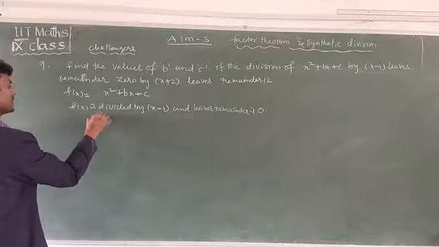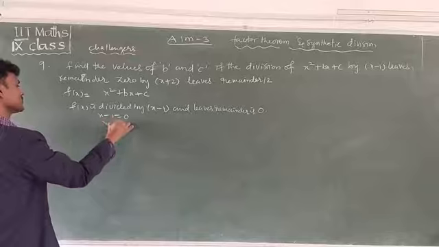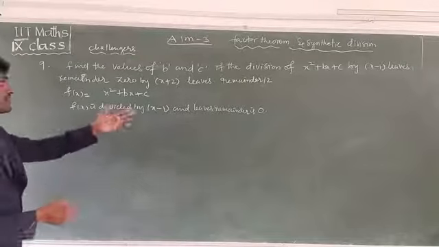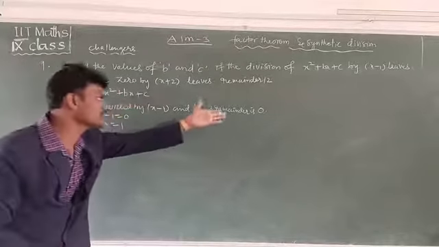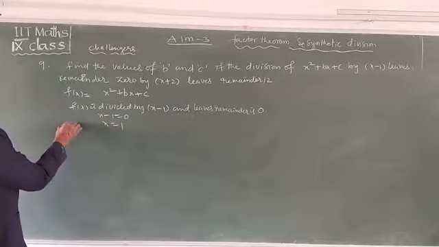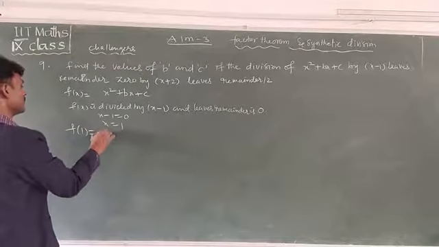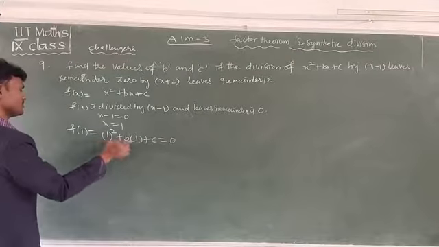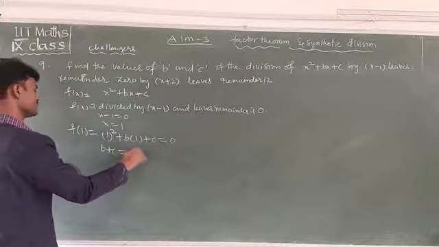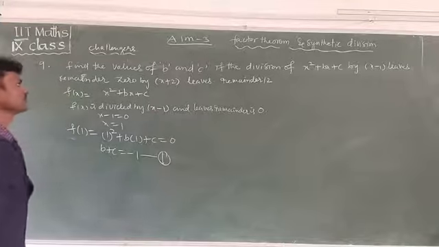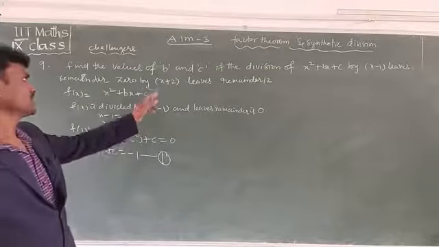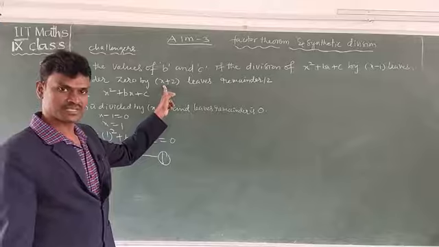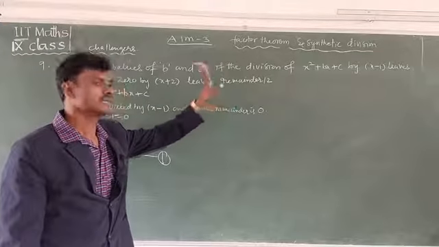Okay, now see here, x minus 1 is equal to 0, then x is equal to 1, that means it is a factor of this one. Why? Because here the remainder is equal to 0. Now f of 1 is equal to 1 square plus b into 1 plus c is equal to 0. Now b plus c is equal to minus 1. This is equation 1.